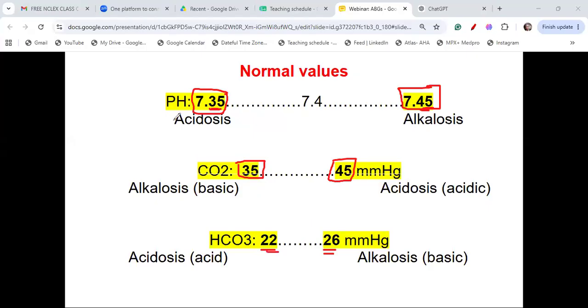So when we talk about acidosis, this is when the pH is less than this. We talk about alkalosis, this is when the pH goes above this. Equally for CO2, when it's less than this, we talk about alkalosis. When it's more than 45, we talk about acidosis. For bicarbonates, when it's less than 22, we talk about acidosis. When it's more than 26, we talk about alkalosis.